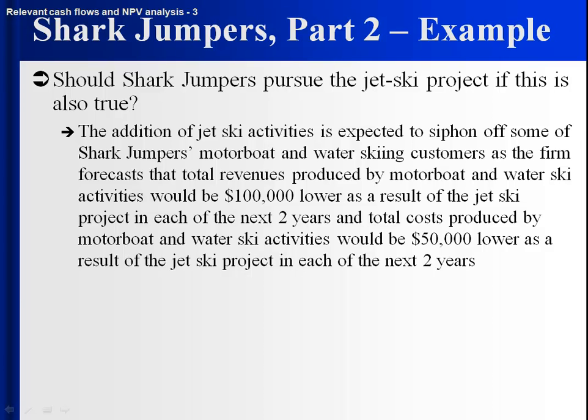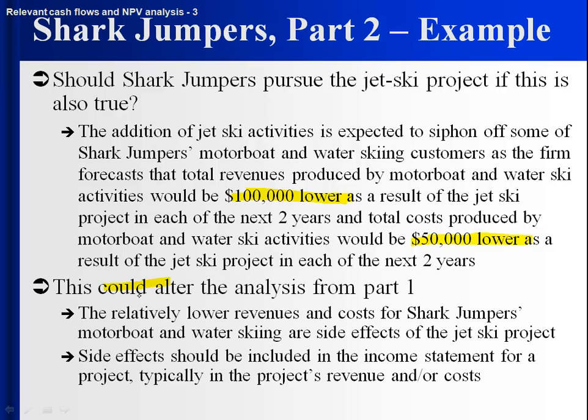A new one. So there's some concern that with the jet ski activity, there are some customers who would have come and done motorboating and water skiing that instead are going to do jet skis, and that if they didn't have jet skis, they would have done water skiing. As a result, the revenues produced by the traditional motorboat and water skiing activities would be $100,000 lower by having this other option. But since there's less of this, costs would be $50,000 lower. So the question is, do we incorporate this in the analysis, and if so, how? And the answer is yes, it could potentially alter the analysis in part one, so let's take it into account.